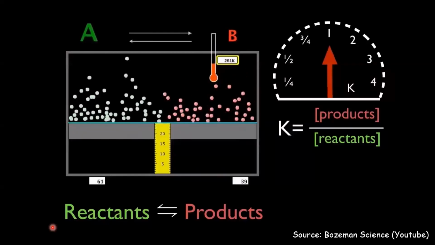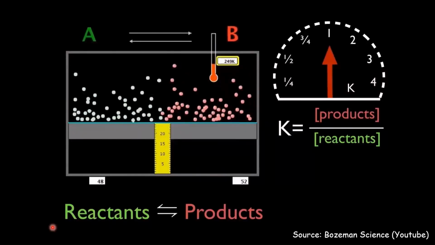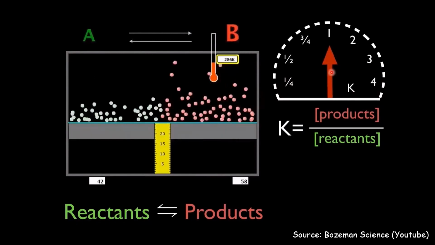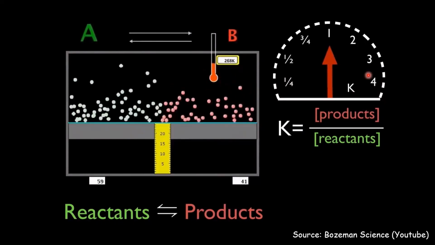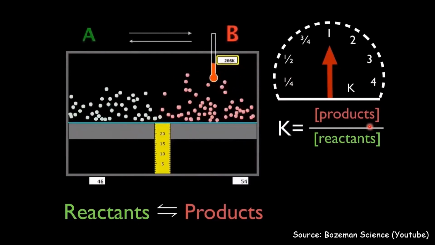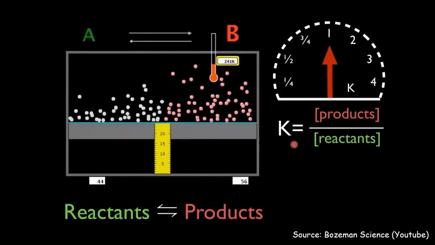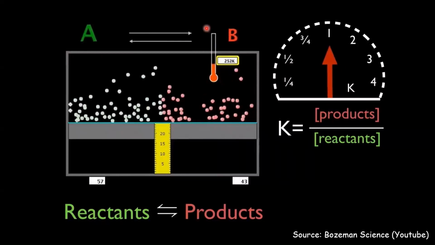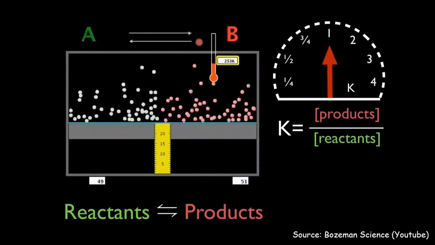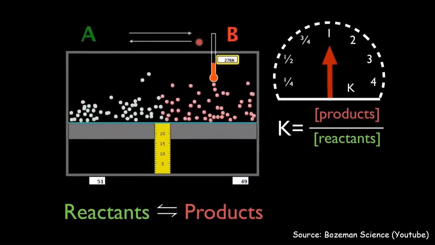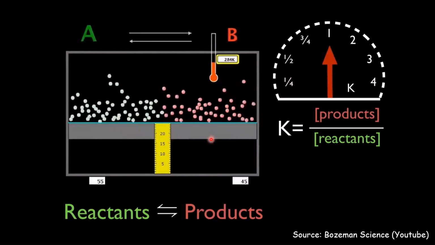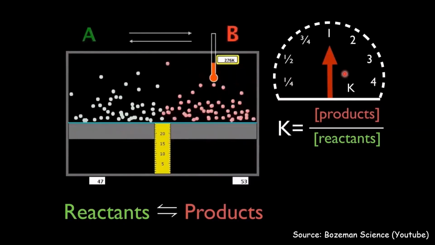So we have this simulation here from Bozeman Science, which shows how reversible reactions work. On the right is the K meter, which is going to measure the K value. So K is going to be the number of products divided by the reactants. You could also see that we have a thermometer, and you could observe later that the equilibrium constant varies at different temperatures. For now, we could see that if we have the same level of concentration on both sides, our K value is equal to 1.